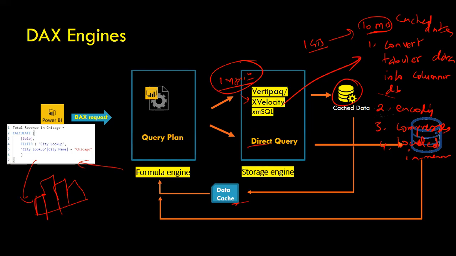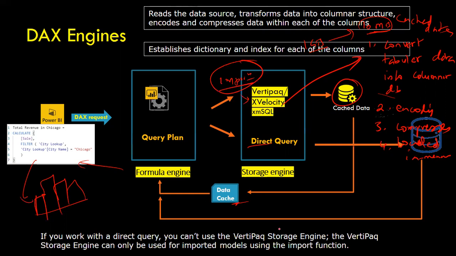And if you work with DirectQuery, what is happening? You cannot use VertiPaq or the Xvelocity. It is not going to use Xvelocity. The Xvelocity engine, the storage engine, can only be used for imported models using the import function. In the case of DirectQuery, the query will be sent directly to your SQL Server and executed there, and the output will be sent back from your SQL Server to your formula engine, and then the formula engine will populate the data into your visual.